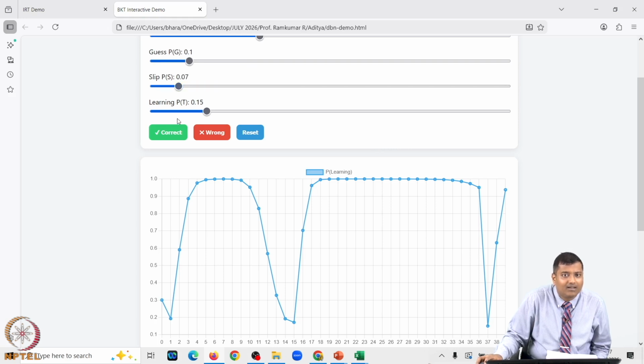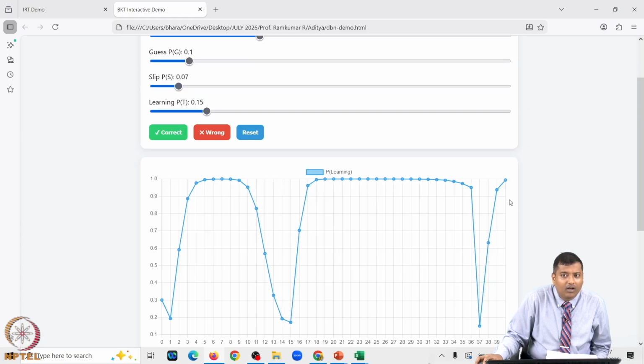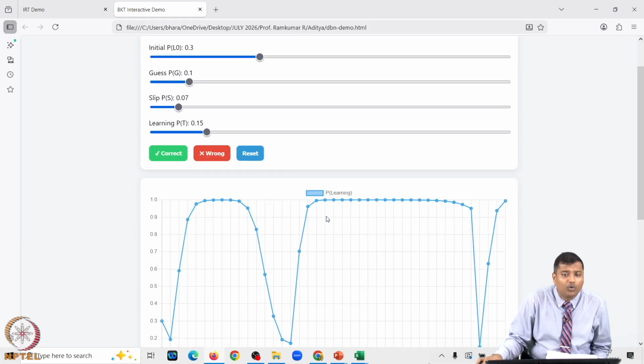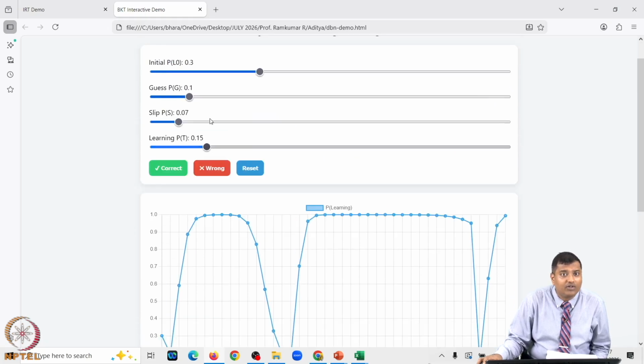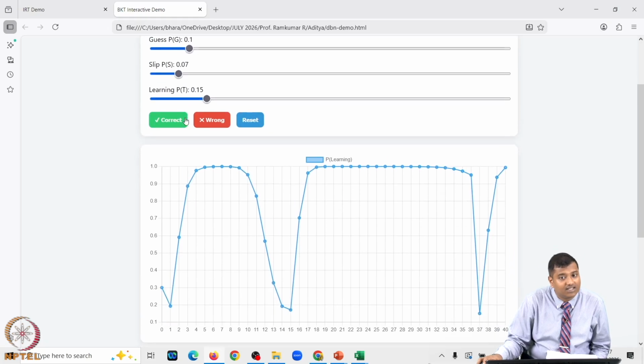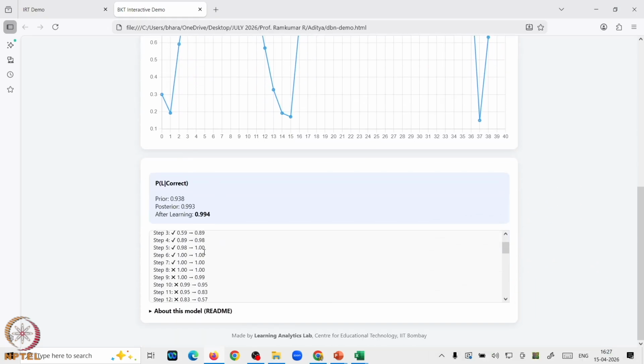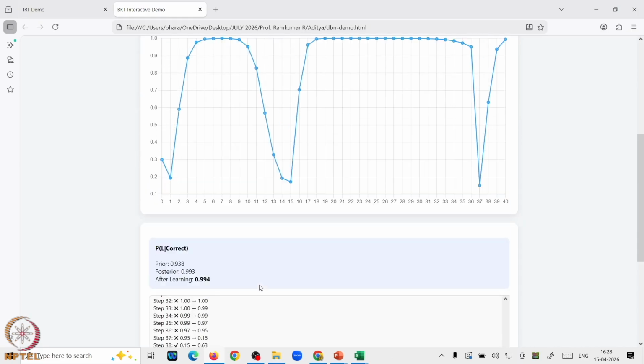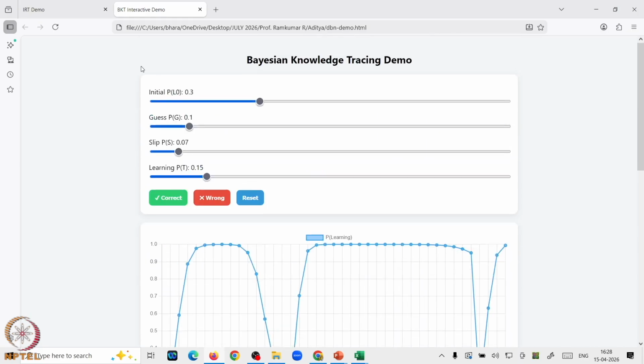If I do it less, it will be a little more conservative. I feel this interactive tool gives a really good idea of how these different probabilities work, the guess probability and the slip probability. Here you can also see the transition that we have had into different probabilities from initial to the next transition. And here's a tiny readme about this model: what BKT is and how it is computed. And here is also a reference to where this model has come from.